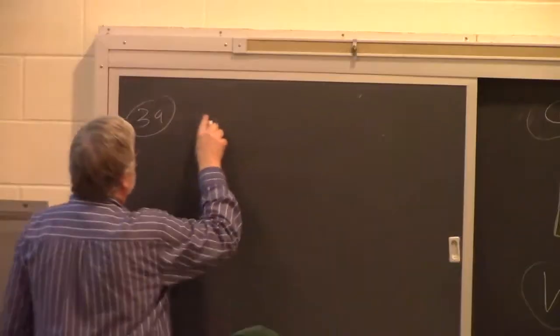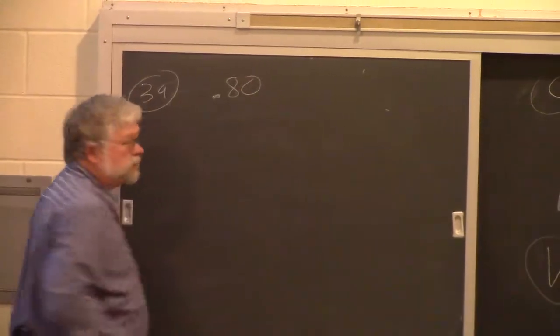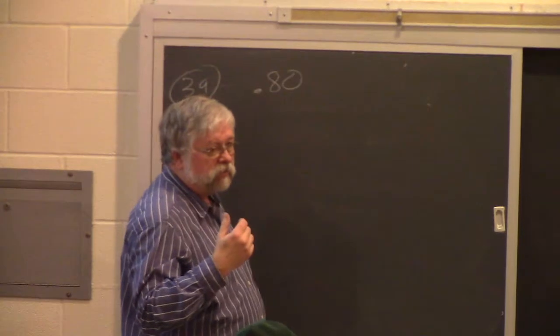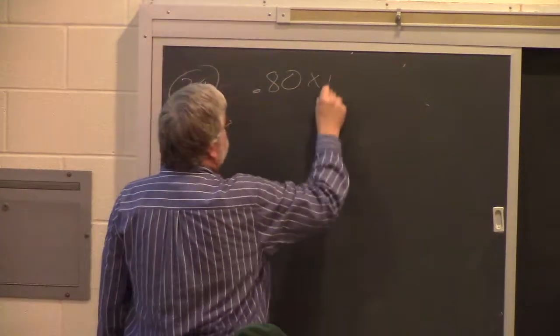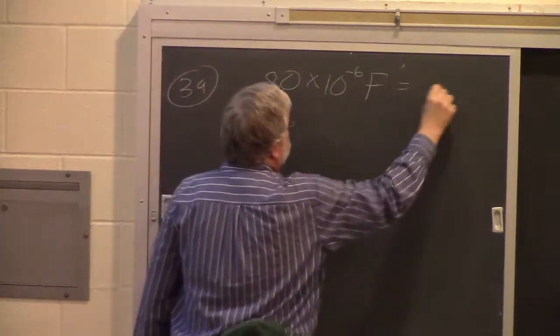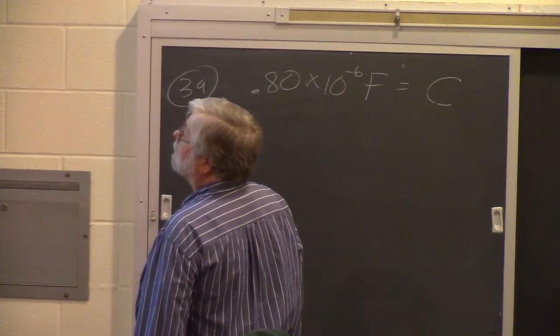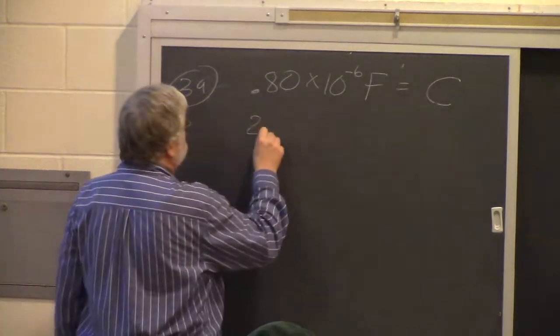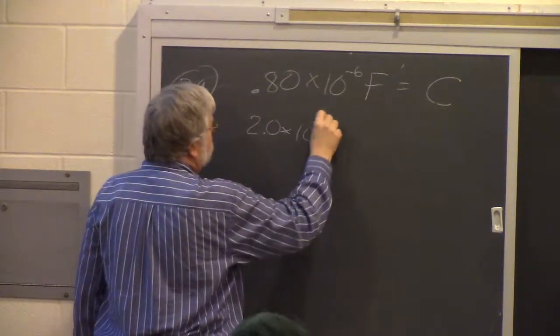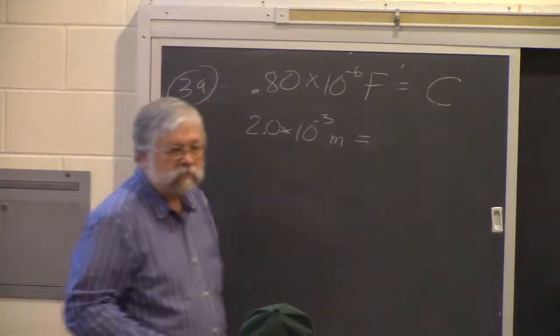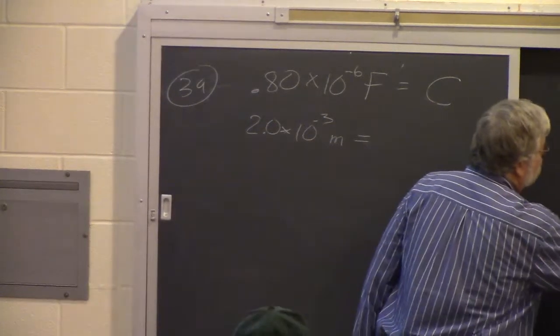How strong is the electric field between the plates of a capacitor? It's 0.80, what's that funny little symbol mean? Micro, which is 10 to the -6, or 0.80 times 10 to the -6 farads. That's my capacitance. The plates are 0.2 millimeters apart, or 2.0 times 10 to the -3 meters. What variable is that? Little d is how far apart the plates are.